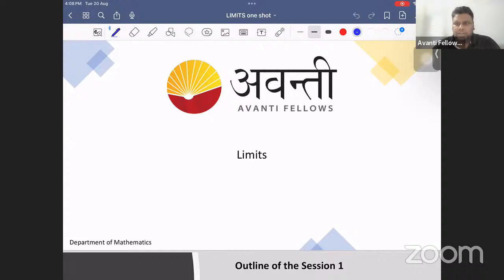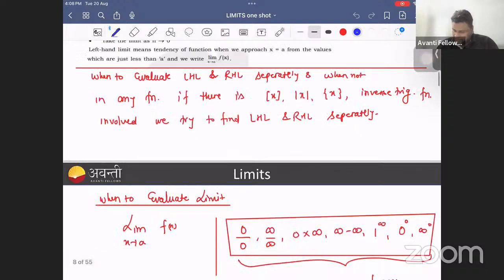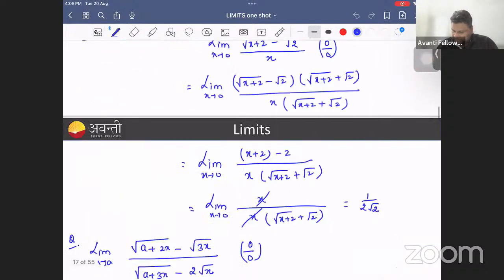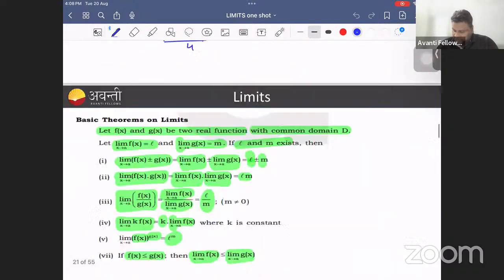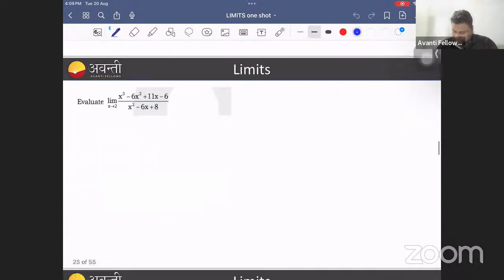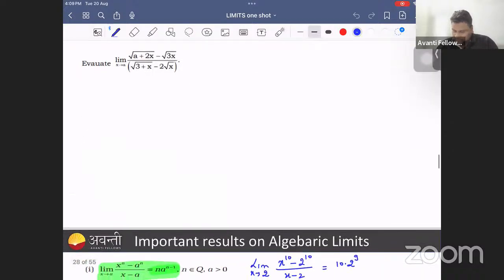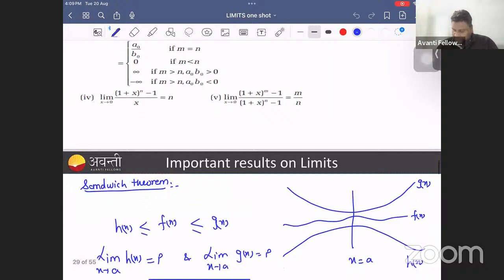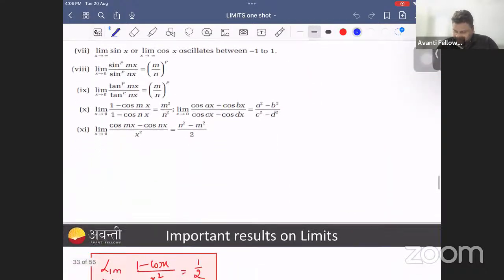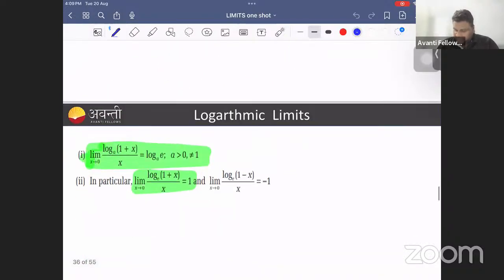Thank you so much. Now, let us start with the portion we have left in the last class. We were discussing limits and we did the sandwich theorem also, rationalization. This was the sandwich theorem we have covered, these few simple theorems. And this was the last question that we have done.